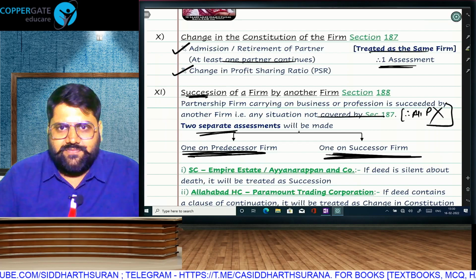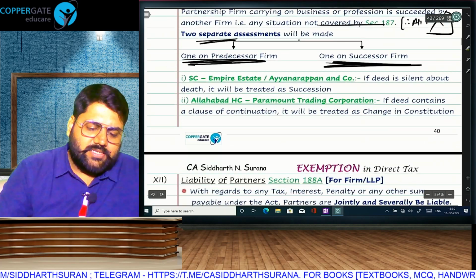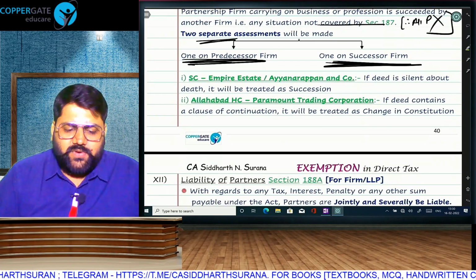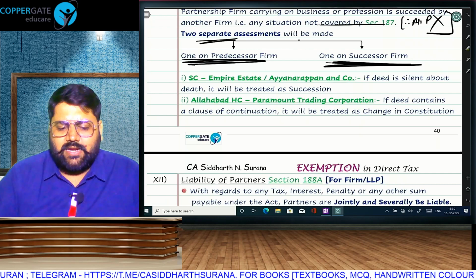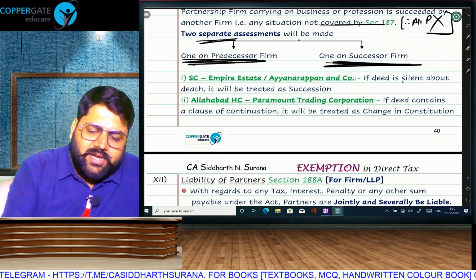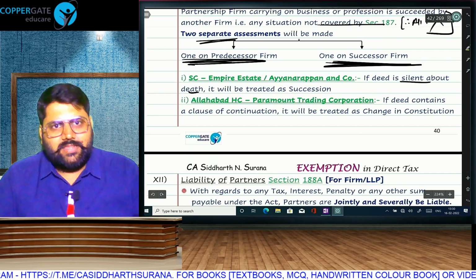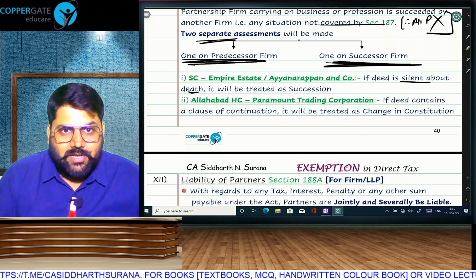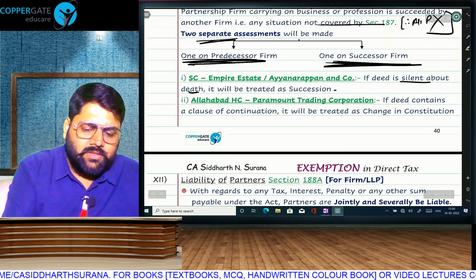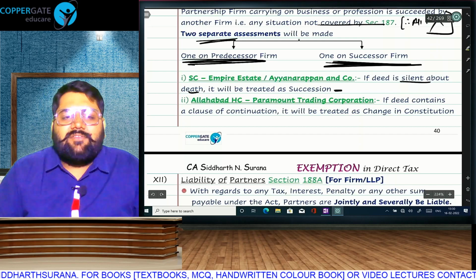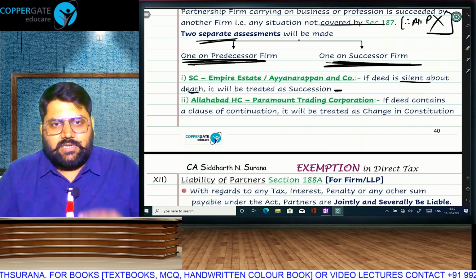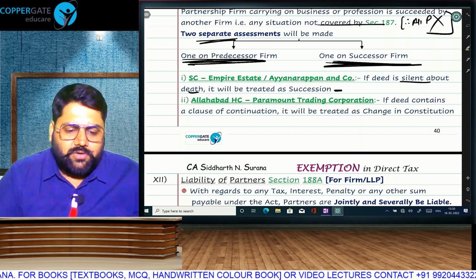And here we have two judgments. First, the Supreme Court judgment, Empire Estate and Iyer Narappan and Company. If the deed is silent about what will happen in case of death, if any partner dies, what will the remaining partners do? If the deed is silent, then we will be treating it as a case of succession.